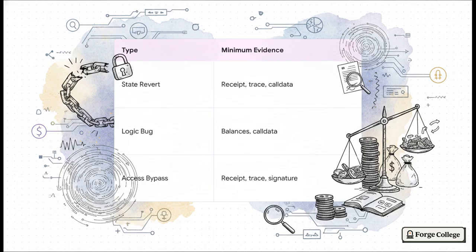Notice how the required forensic data shifts depending on the type of vulnerability. A state revert needs a receipt, a trace, and call data bytes. But an accounting logic bug? That absolutely demands before and after balances and a unit test to prove money was actually lost. You always have to match your evidence to the specific crime.